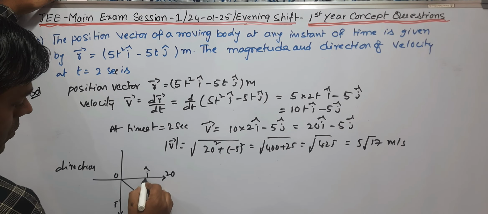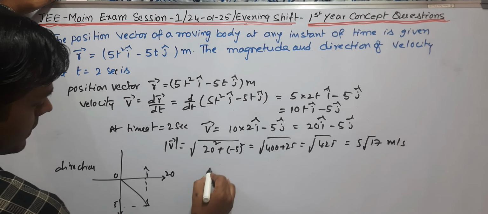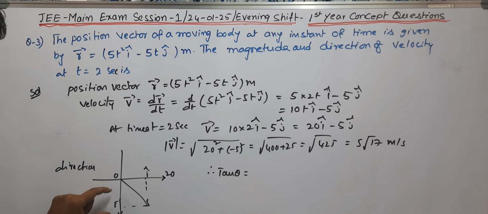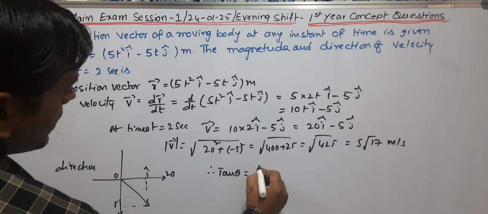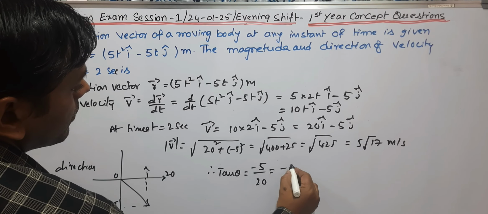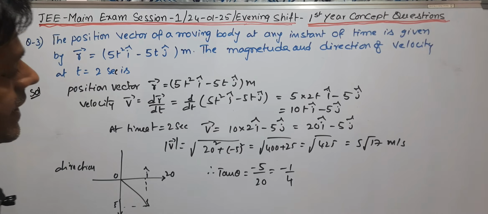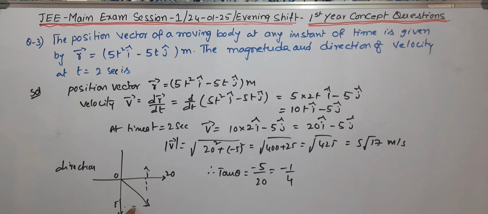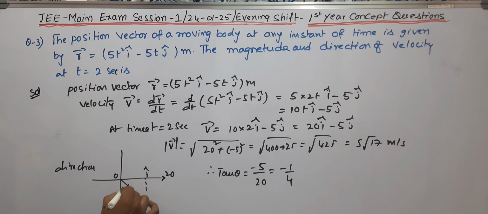So the resultant is like this. You want to calculate the direction, therefore tan theta is equal to y component by x component, that means minus 5 by 20, equal to what? Minus 1 by 4. Here the negative sign represents that its direction is in the fourth quadrant.